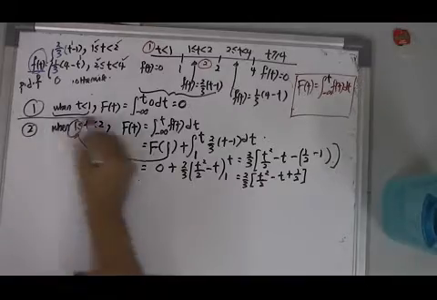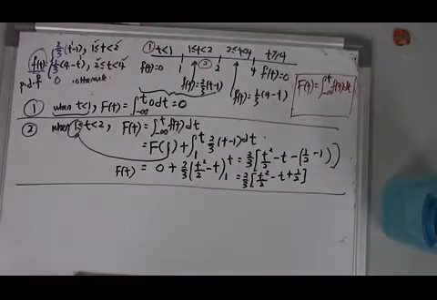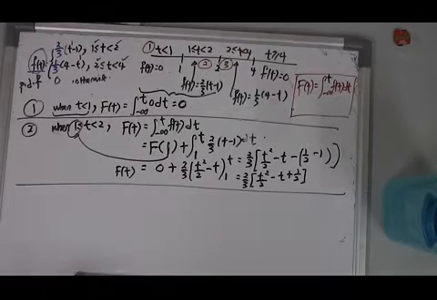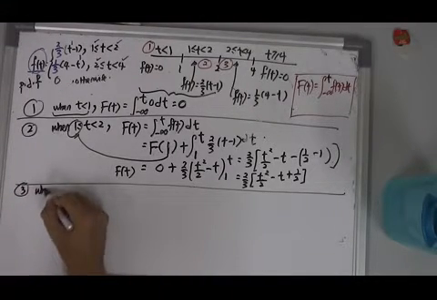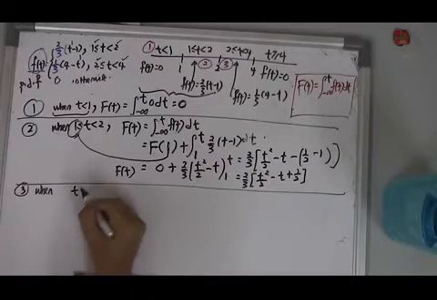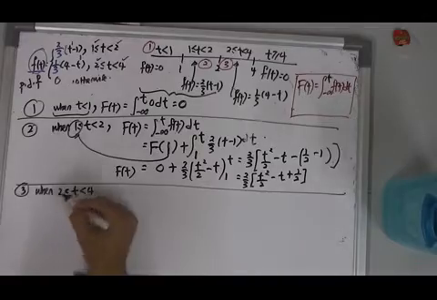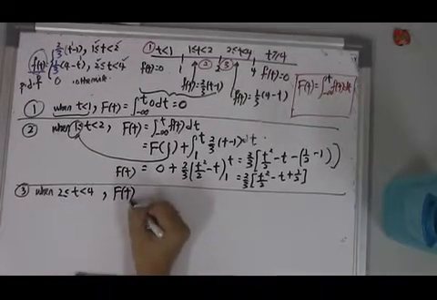So this will be the F(t) for the second interval, right? The first interval is 0. The second one is not so easy. Now we are going for the third interval, when t is between 2 and 4. This time it's still the same F(t), very simple.